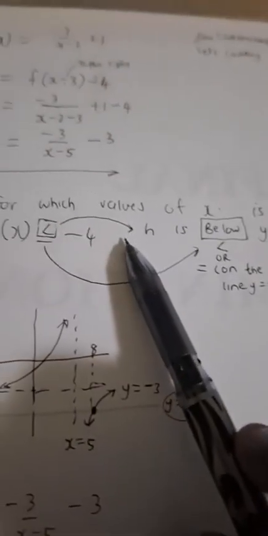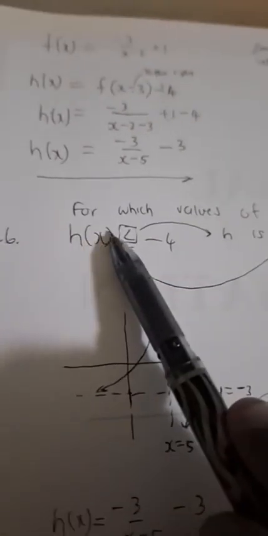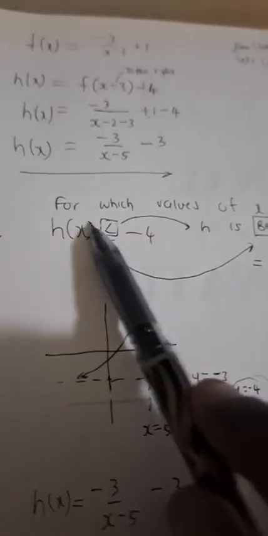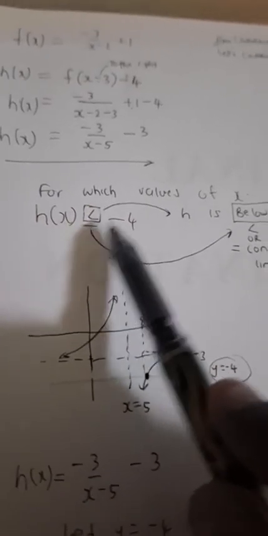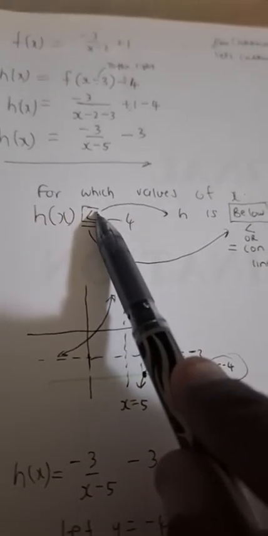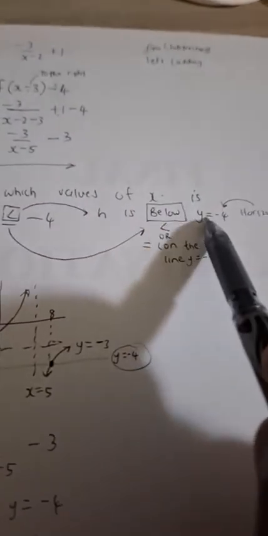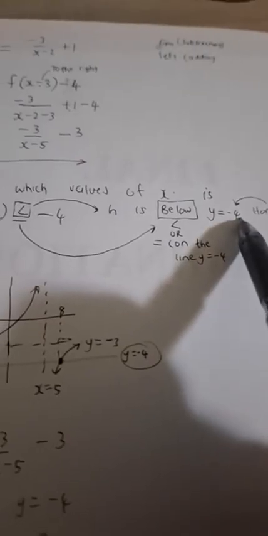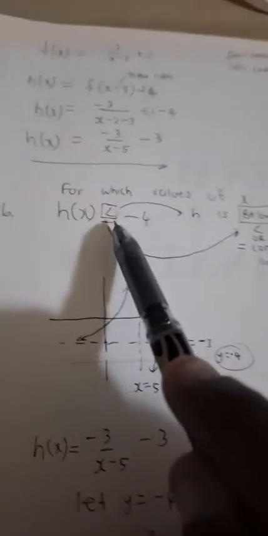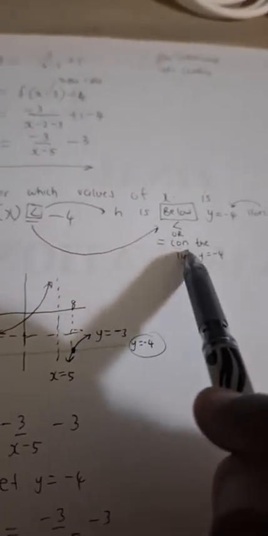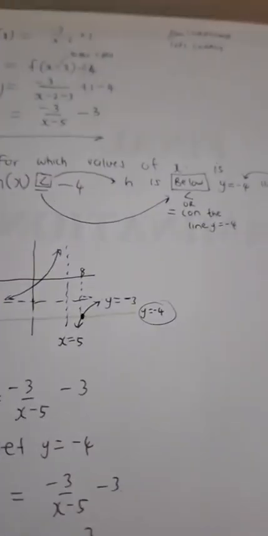And what am I looking for, as I had interpreted earlier on? I'm looking for where the function of h of x is less than or equal to -4. What does the less than part mean? Where h is below the line y is equal to -4. What does the equal part mean? Where h is on the line y is equal to -4.